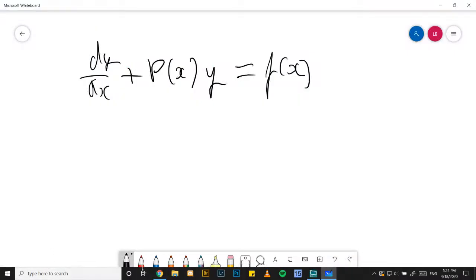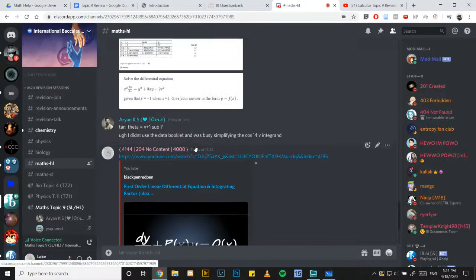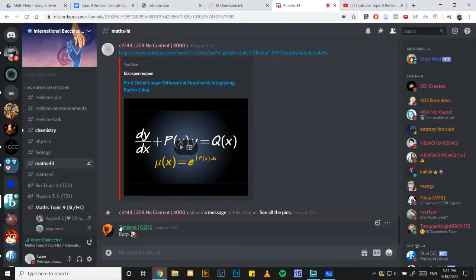I see benzene is typing something, so I'm going to go look at what that is. Yeah, black pen, red pen. Is that benzene? No, I don't know what this is. Okay, whatever.